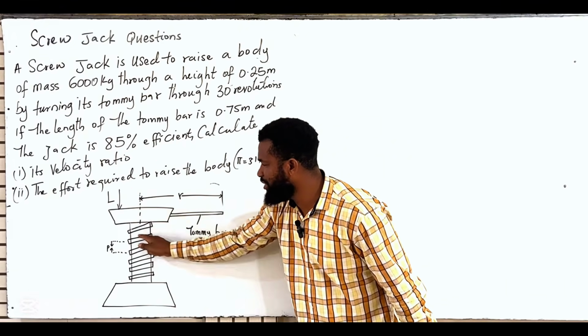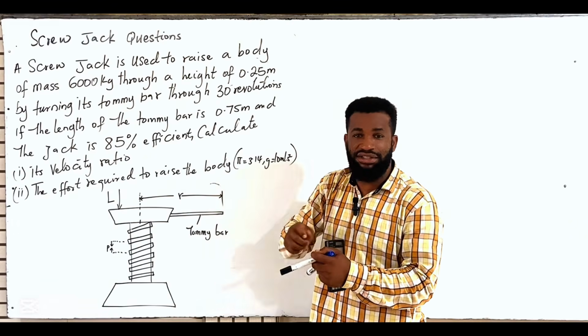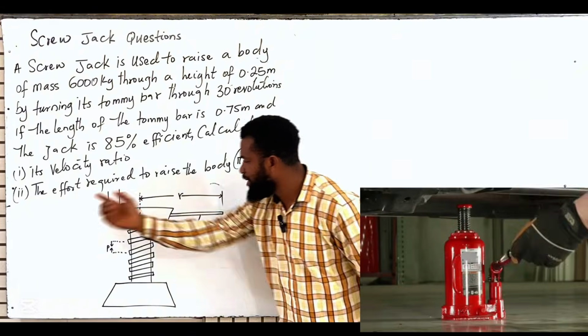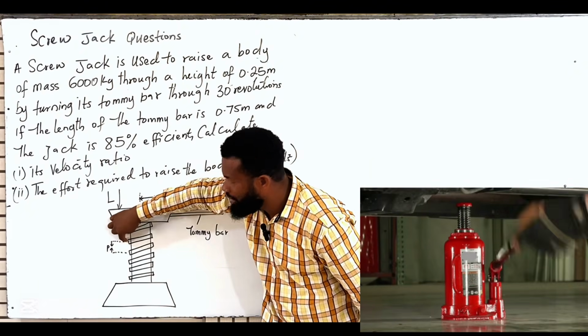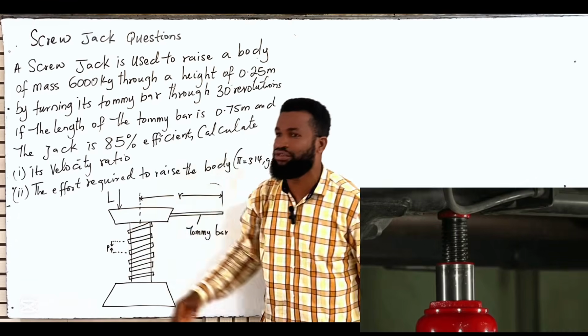While this is the thread. This thing you are seeing is the thread. Sometimes you are trying to loosen something, or you are tightening it. So this is the thread. There's something we call pitch. That pitch is the distance between the threads, from one thread to another thread. The distance separating them is called pitch.